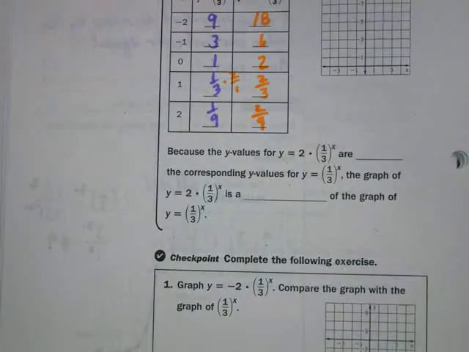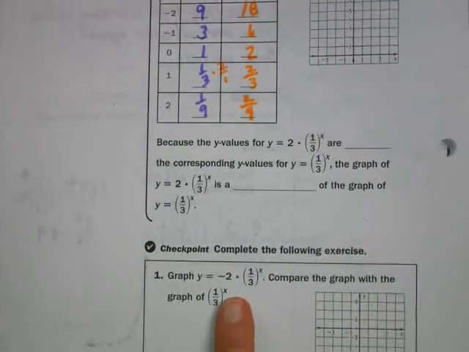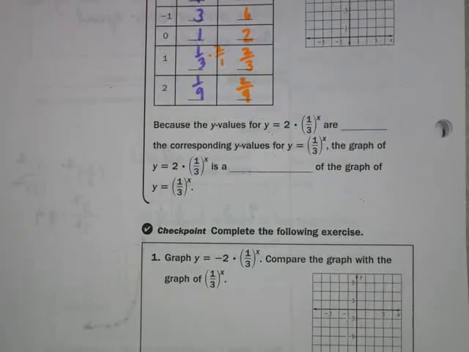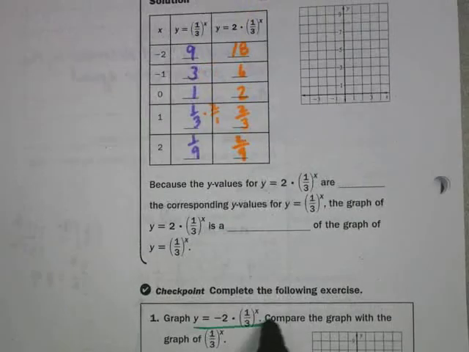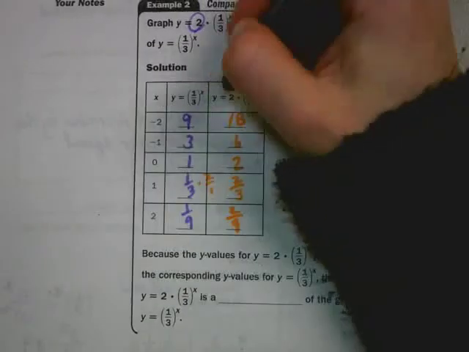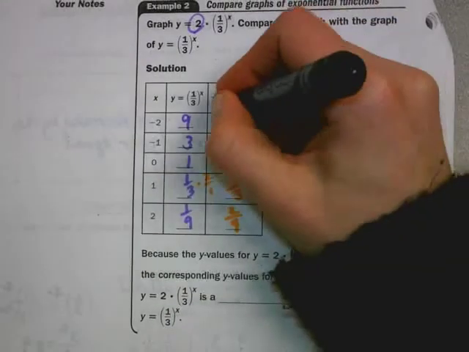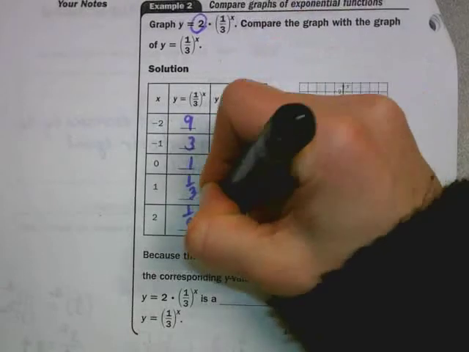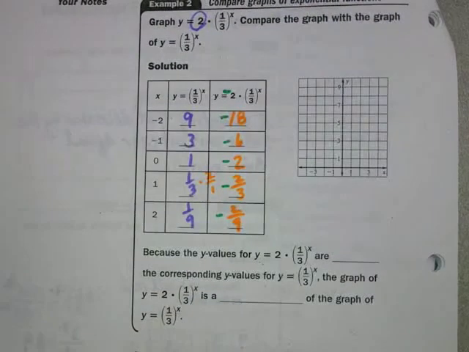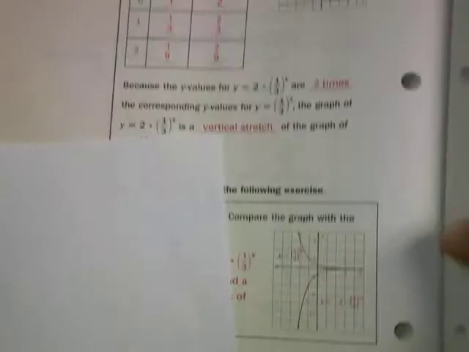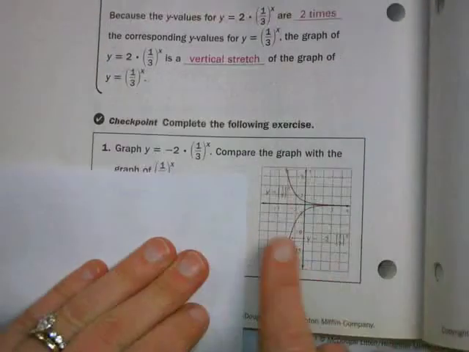All right, so down at the bottom, now what you would do is you would graph when there was a -2 in front. So each one of those values up above would be multiplied by a negative. So I'm going to plot this in green. If this was a negative here, these would all be negative values. Okay, so the graph would look like this. Here's my original.